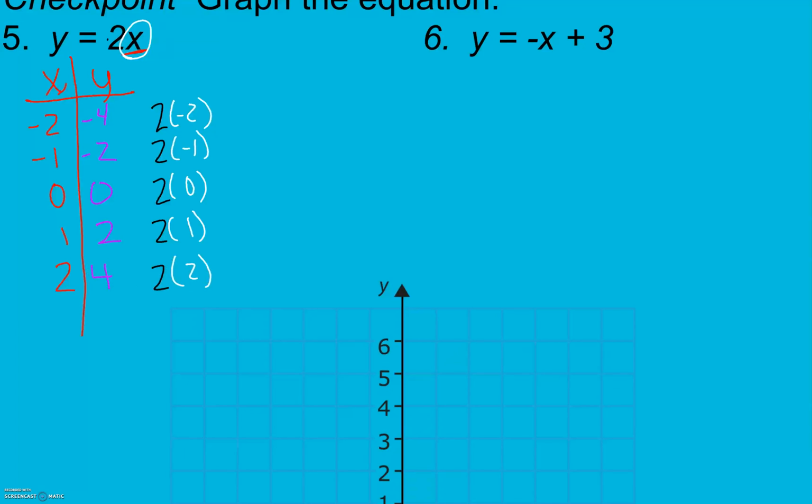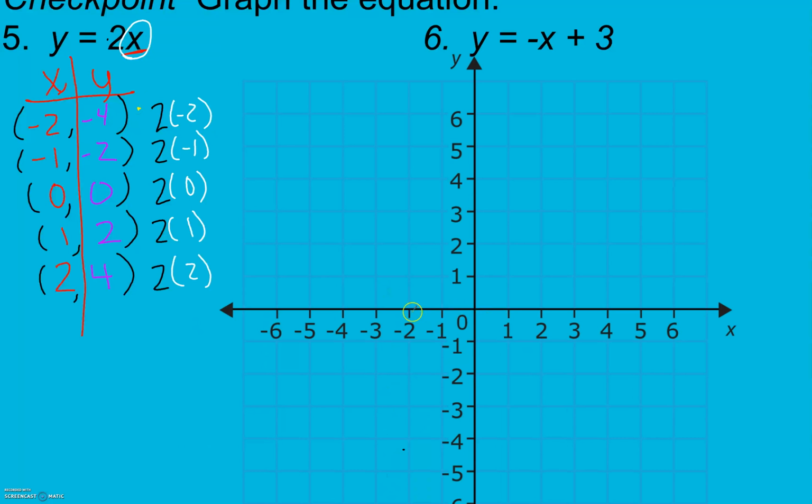And remember, guys, these are like ordered pairs. X, Y, X, Y. So I graph them as ordered pairs. Here, X is -2, Y is -4. I have a point. X is -1, Y is -2. Point. 0, 0 at the origin, I have a point. 1, 2, I have a point. X is 2, Y is 4. I have a point. We connect our dots with a straight edge.